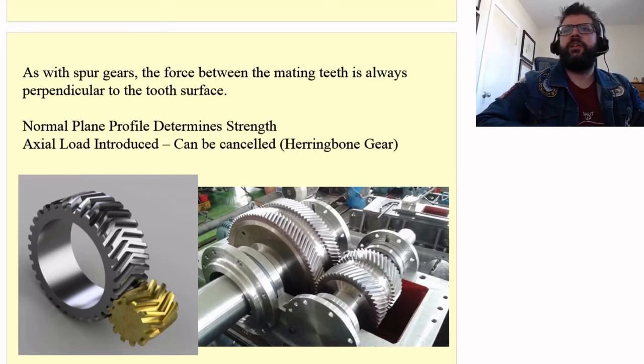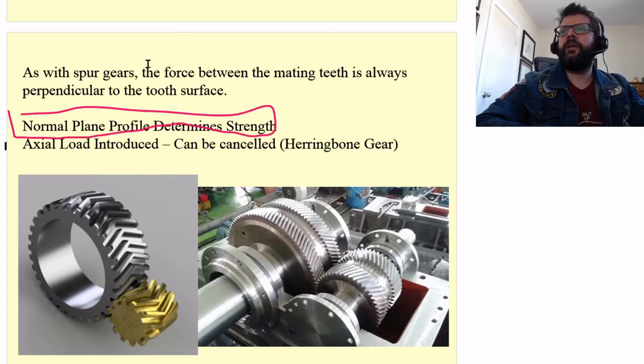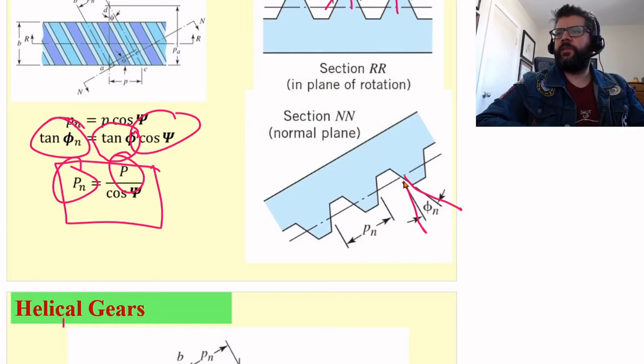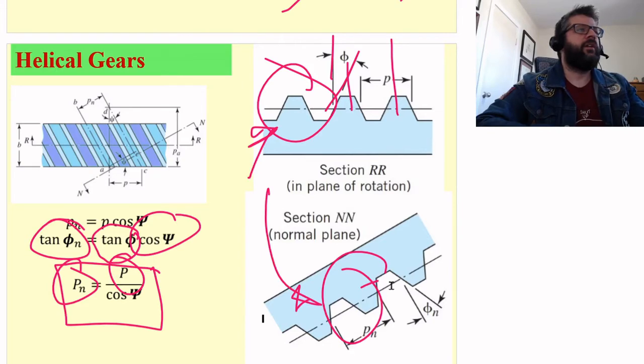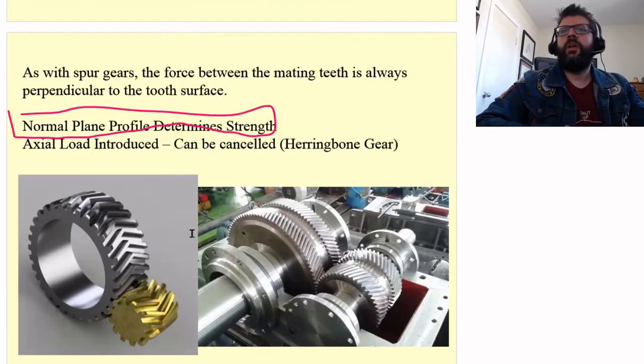So it's the normal plane profile that determines the strength of the gear. Because again, when we look back here, this is the surface that's going to be coming into contact with the mating surface of the other tooth, right? So it's this geometry here that determines how strong we are, not up here. Obviously, this geometry combined with the helix angle determines what this geometry down here is. But it's the normal plane profile that determines our strength.